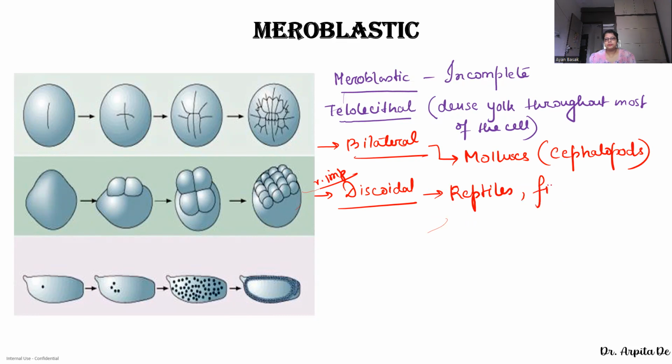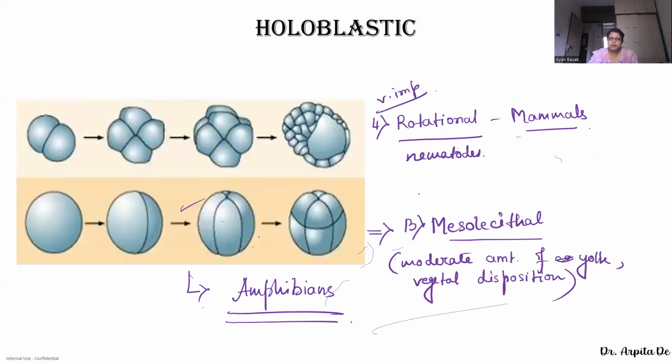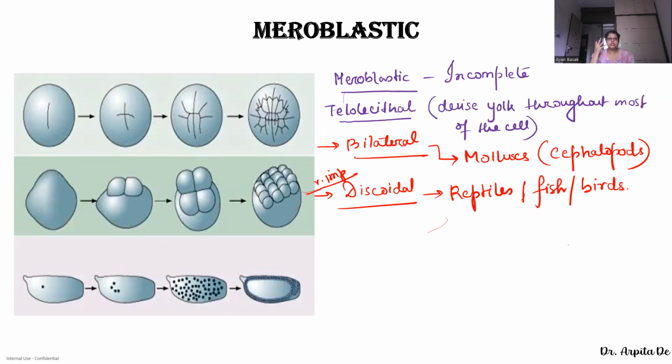reptiles, fish, birds. Okay, discoidal is found in birds, fish, reptiles. Amphibians: in mesolecithal, you get amphibians, which is very much similar to this radial cleavage. Should know this. Radial. In mammals, it is rotational. These terms, the moment you hear them, they should flash in your mind.